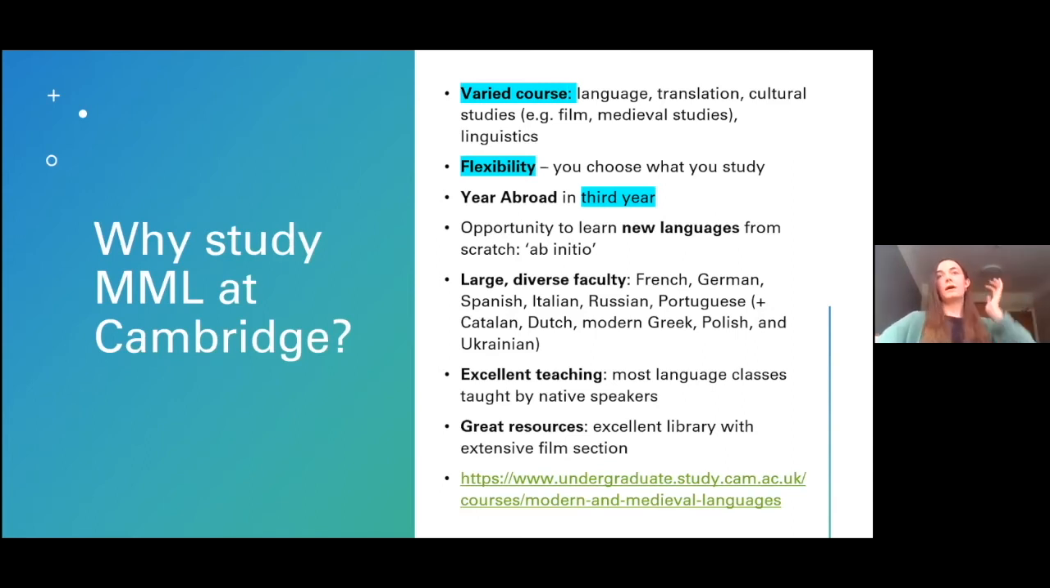Another thing that is good about the course at Cambridge is that we do our year abroad in 3rd year. I believe that there are some courses that do the year abroad in 2nd year, but I think doing it in your 3rd year, it just gives you more time to consolidate your languages in 1st and 2nd year, so that you can go into your year abroad feeling really confident in your language ability.